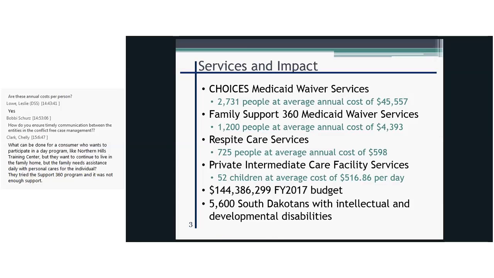Okay. We do have one question, looks like, here in the Q&A. It says, what can be done for a consumer who wants to participate in a day program like Northern Hills Training Center, but they want to continue to live in the family home, but the family needs assistance daily with personal care and individual? It sounds like this person tried Support 360. It just wasn't enough support. Yeah. So they have to be in a residential setting for Choices?